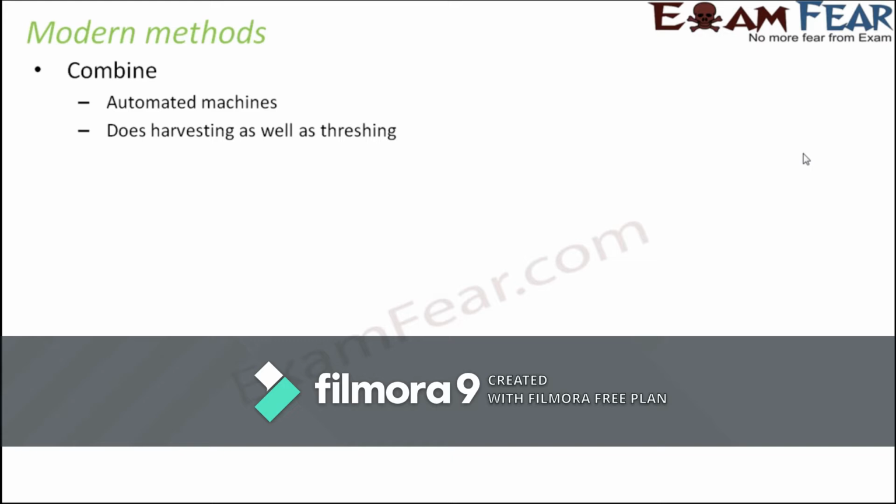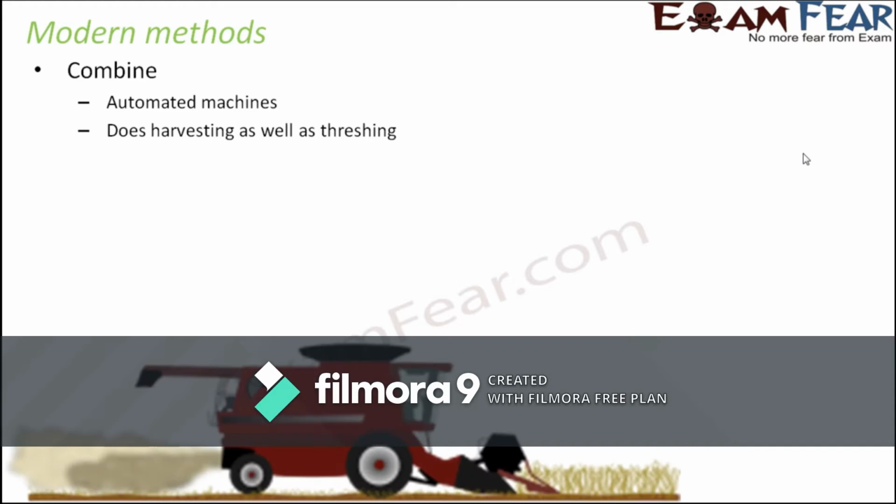Harvesting means when you start planting your trees, it takes some time to give crops. By the time the crops are ready, when you need to cut the crop, that cutting of crops is known as harvesting. With these machines, you don't even need to cut the crops. The machine itself will take care of cutting the crops, as you can see here.